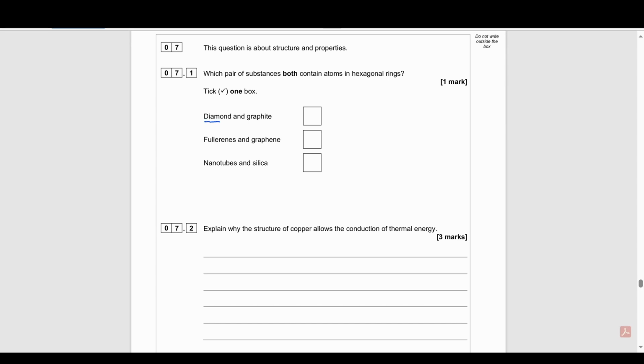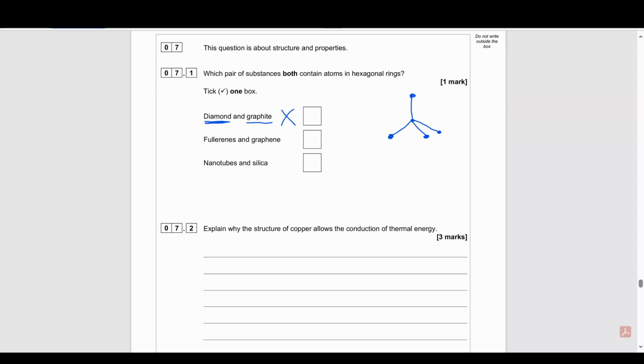Diamond does not have hexagonal rings because each carbon atom is covalently bonded to 4 other atoms. So it cannot be diamond and graphite. If we check graphite, remind ourselves of that knowledge, that is contained in hexagonal rings. Because diamond does not, that cannot be the answer.